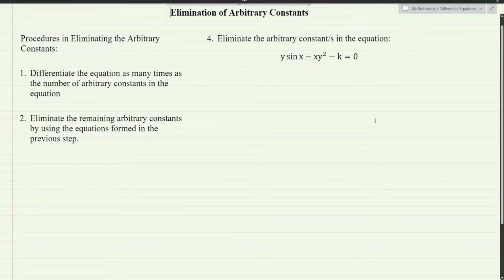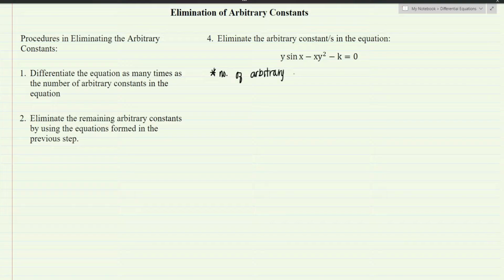Hi guys, so today we're gonna continue solving problems regarding elimination of arbitrary constants. We are now at problem number 4 and we have the equation y sine x minus xy squared minus x equals 0. The first step, the number of arbitrary constants. By looking at the equation, we only have one, and that is the constant k. So it means we will only have to differentiate this equation once.